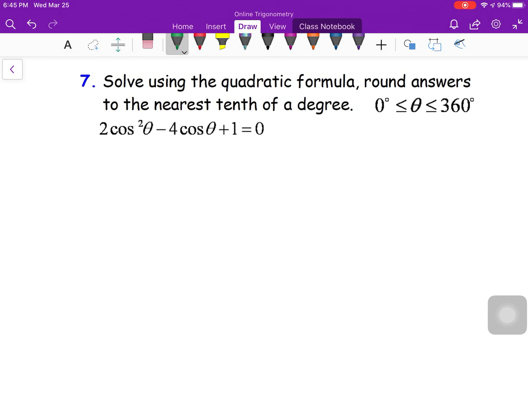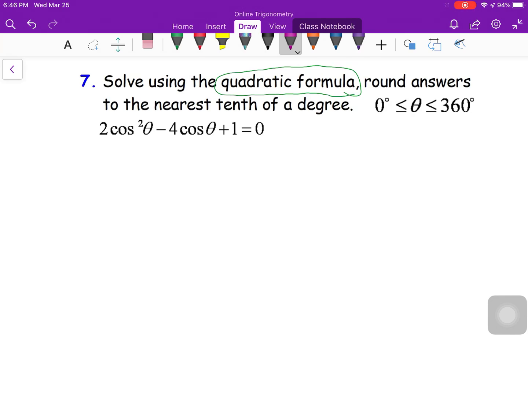Okay. This last one, it says, we're going to use the quadratic formula. The quadratic formula was the formula that some of you memorized with a little song. It's negative b plus or minus square root b squared minus 4ac all over 2a. And we use it when we can't factor. So this one does not factor for us. It doesn't factor.